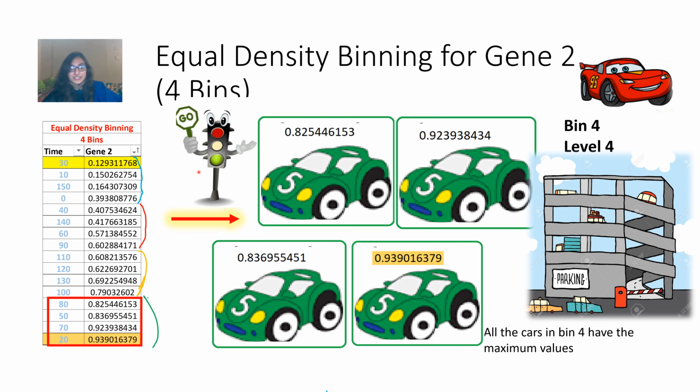We bin them by our gene expression value, so that each of these levels has only 4 cars, because 16 divided by 4 bins is 4. But the bin size will depend on the number of points and the number of bins that you want. So if we only want 2 bins, these would be 1 bin, 8 values, and then these other 8 would be the second bin. So that's how we do equal density binning. Each level has the same number of elements, same number of cars inside it. And it doesn't matter what the intervals are, they each have the same number of elements inside them.